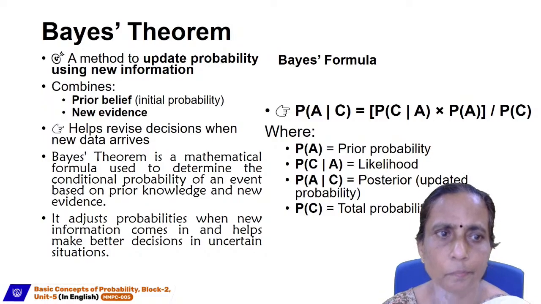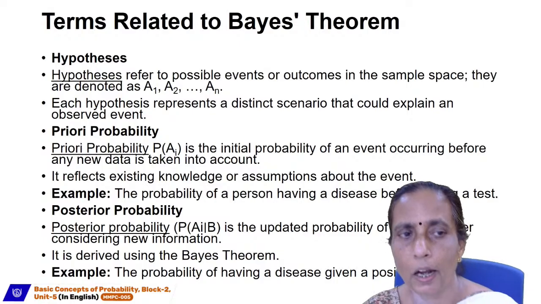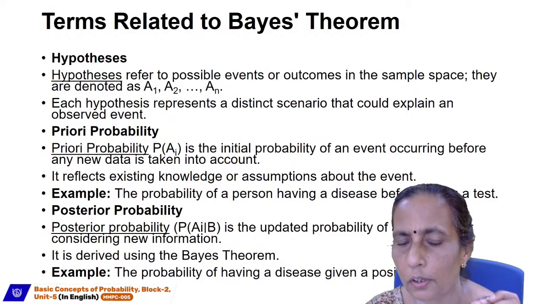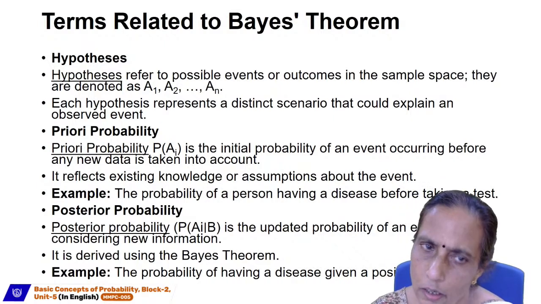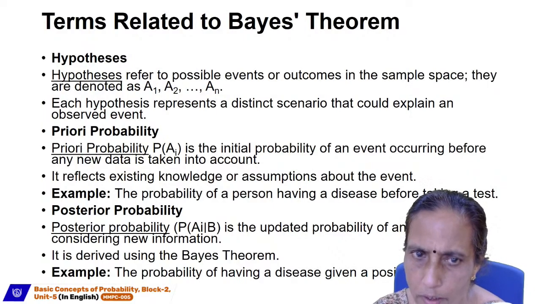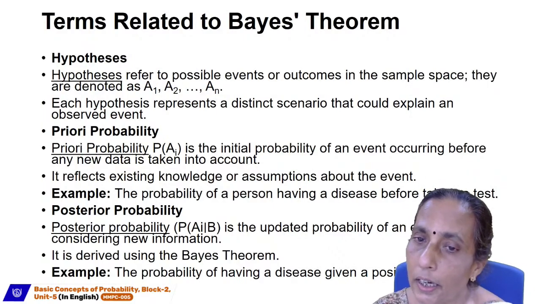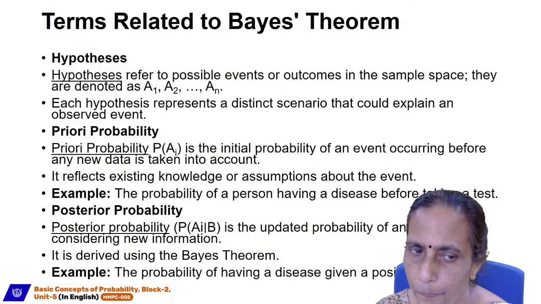Further to explain, the basic terms related to this theorem are as follows. Hypothesis: this refers to the possible events or outcomes in the sample space. They are denoted as A1, A2, and so on up to AN. Each hypothesis represents a distinct scenario that could explain an observed event.